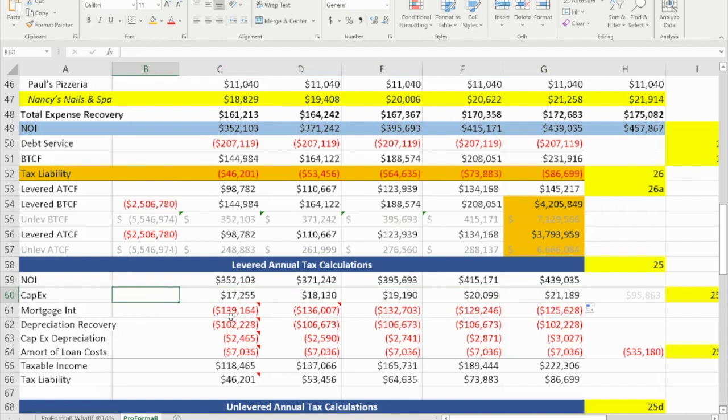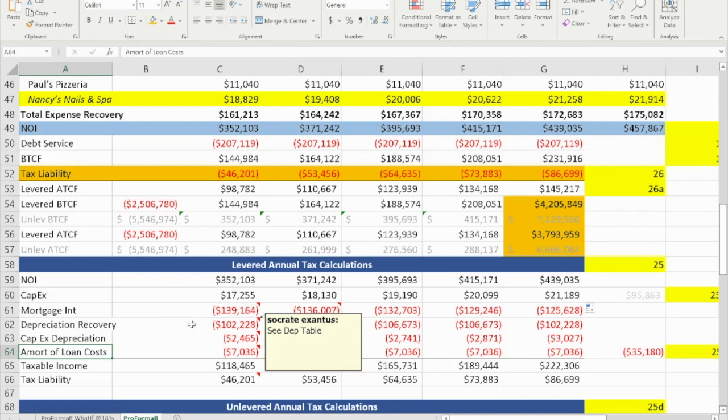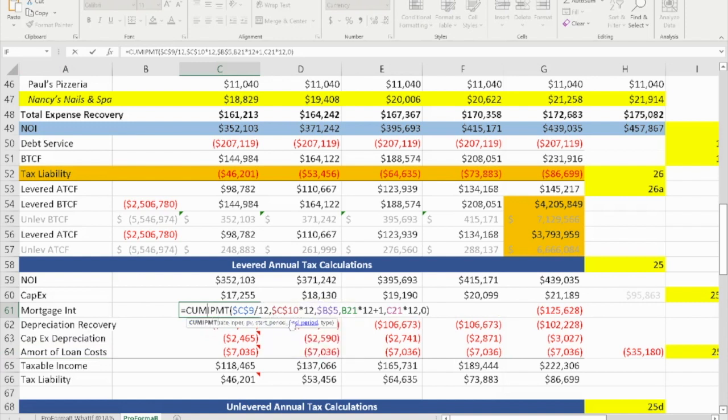The next row is going to be the mortgage interest. What we're trying to do here is reduce our taxable income. The government allows us to get credit for the mortgage interest payment that we've made, as well as the depreciation recovery, the CapEx depreciation, and the amortized loan cost. For the mortgage interest, Excel has a very cool function called CUMIPMT. It's very similar to CUMPRINC. The formula is going to be equal CUMIPMT. You're going to see the hints down here. It's going to equal the rate.